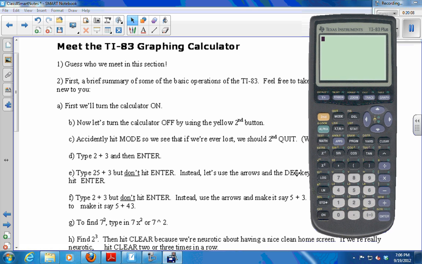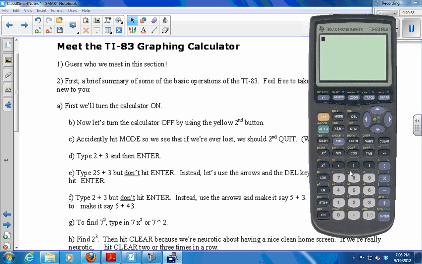Say you hit the mode button by accident and you're like, shoot, what is this menu? How do I get out of here? Whenever you're lost and you don't know where you are, you just hit quit. Quit is right here, and it's written in yellow. So in order to use the quit button, you have to press the yellow button first. So you do yellow, then quit. And it brings you back to what is called the home screen.